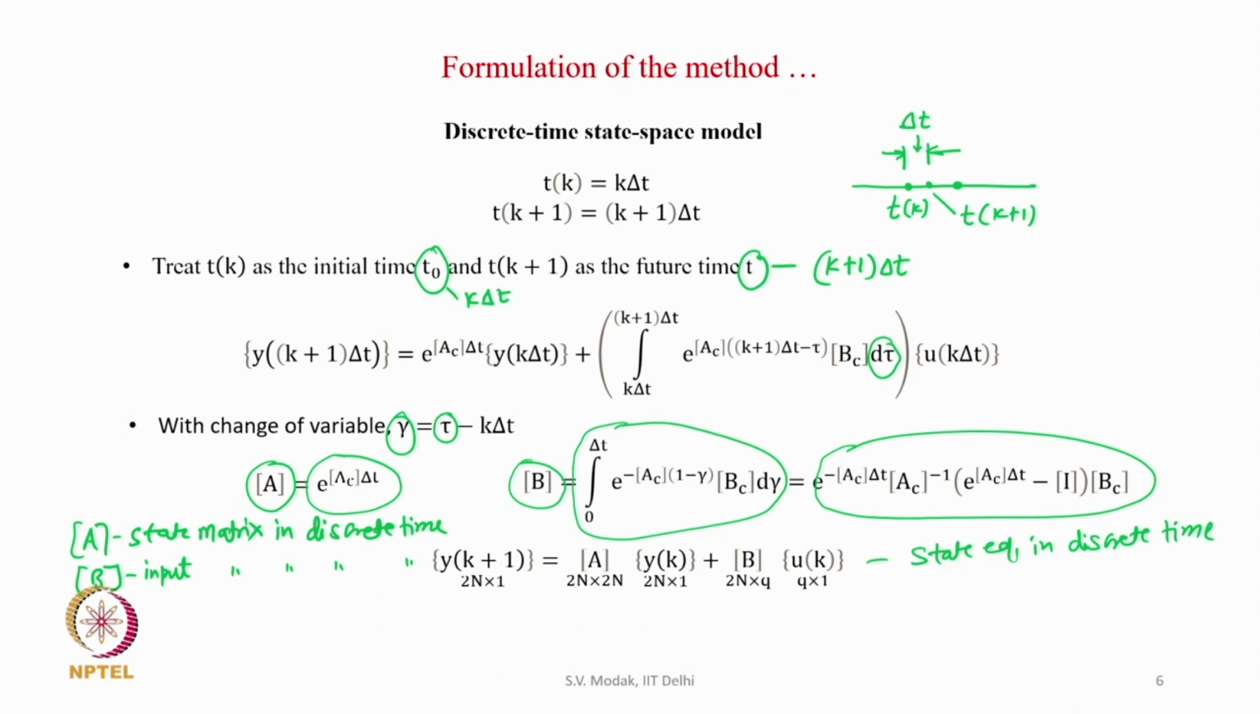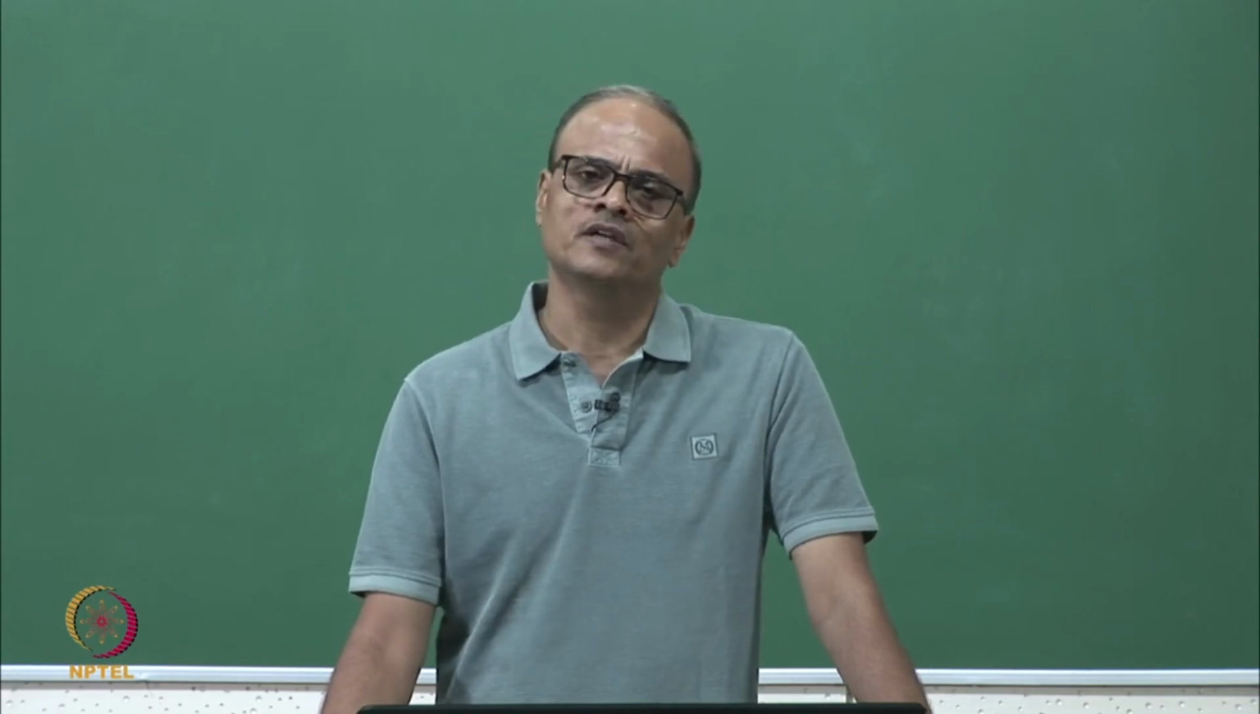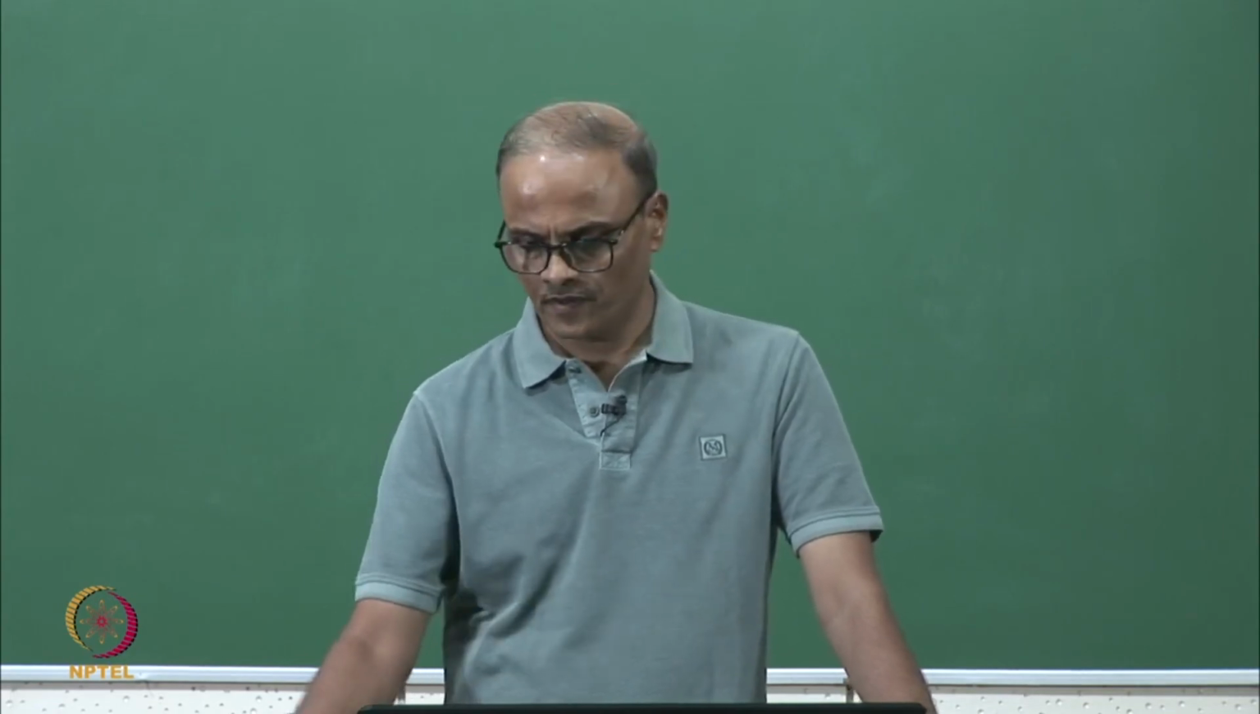Similarly, we can now write the output equation. The output equation is given by Zk is equal to C into Yk. Once the state vector is known at a discrete time, we can obtain the corresponding output vector at that discrete time. These two equations together form the state space model of the system. This is the output equation in discrete time. Let us now obtain impulse responses using this discrete state space model.